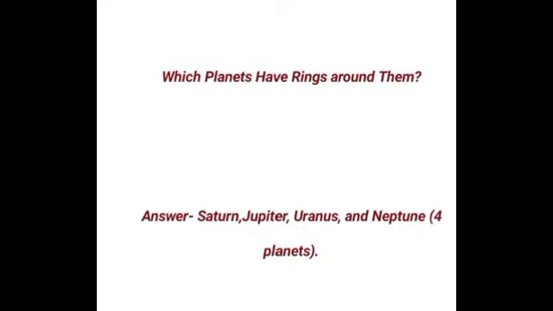Which planets have rings around them? There are 4 planets in the solar system which have rings around them, and the answer is Saturn, Jupiter, Uranus, and Neptune.